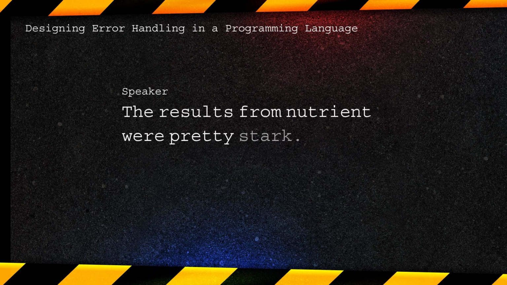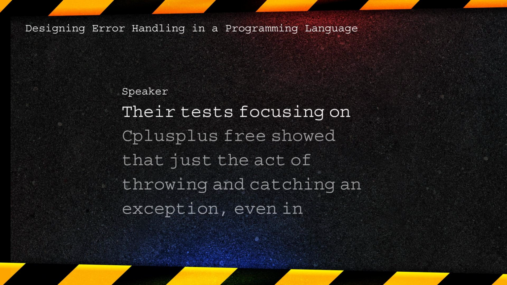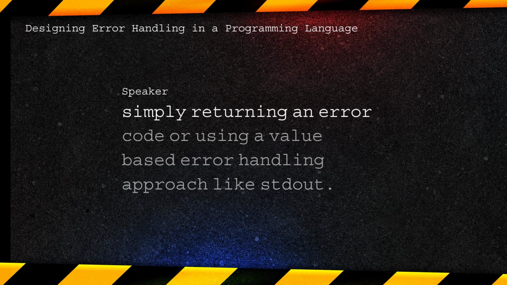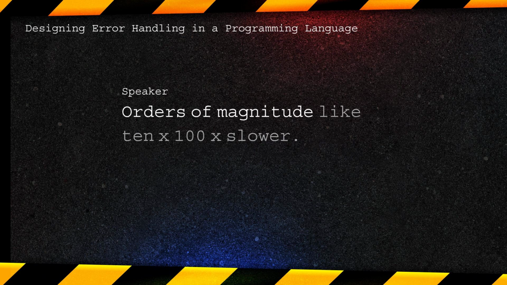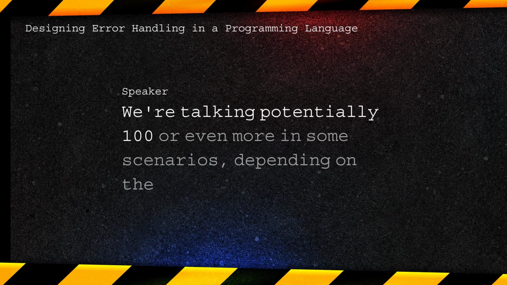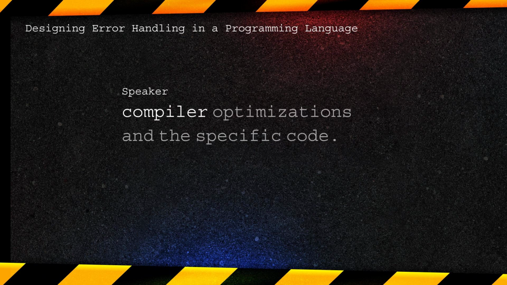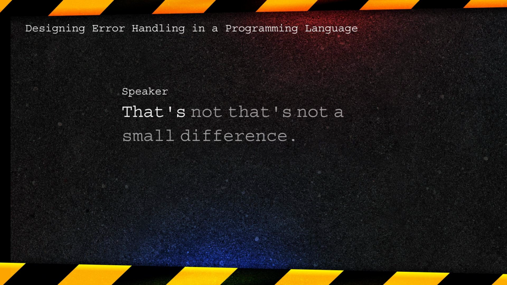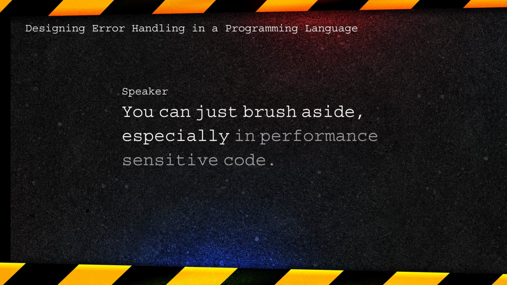The results from Nutrient were pretty stark, yeah. Their tests, focusing on C++, showed that just the act of throwing and catching an exception, even in relatively simple loops with shallow call stacks, could make the code orders of magnitude slower compared to simply returning an error code or using a value-based error handling approach like std::expected. Wait, orders of magnitude? Like 10x, 100x slower, not just a few percent? Yes, exactly. We're talking potentially 100x or even more in some scenarios, depending on the compiler, optimizations, and the specific code. And that performance penalty can get worse as the call stack gets deeper, because unwinding has more work to do.